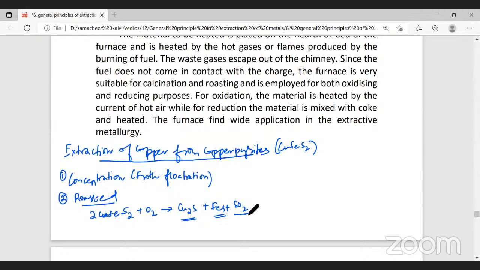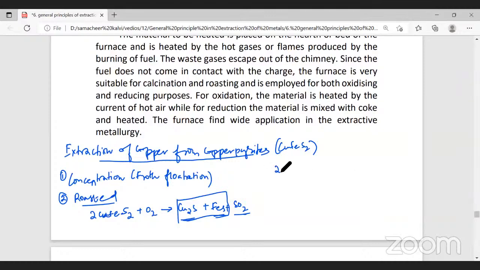Now, these sulfide ores, that is copper sulfide and ferrous sulfide, are oxidized in a blast furnace. Blast furnace, I told you, is a vertical furnace. Right here also, we are using a blast furnace. So what happens in the blast furnace? You take the copper sulfide and ferrous sulfide mixture in the blast furnace and heat it in the presence of air.